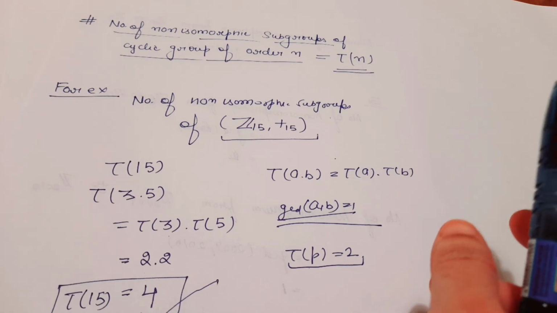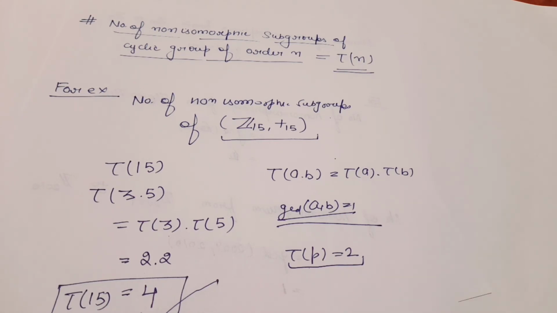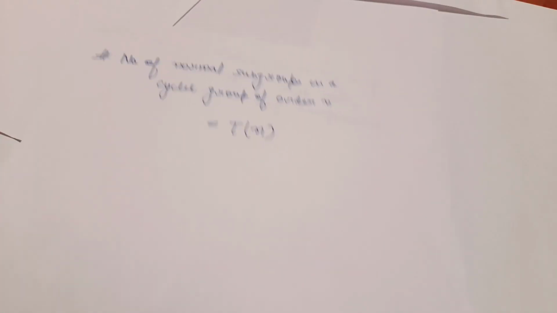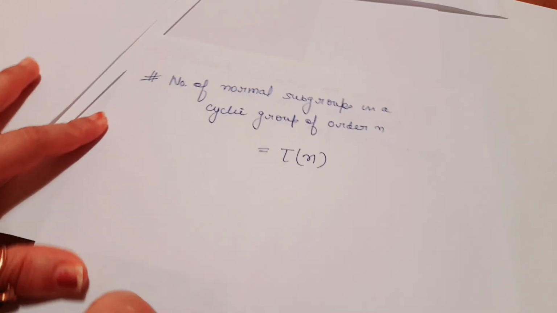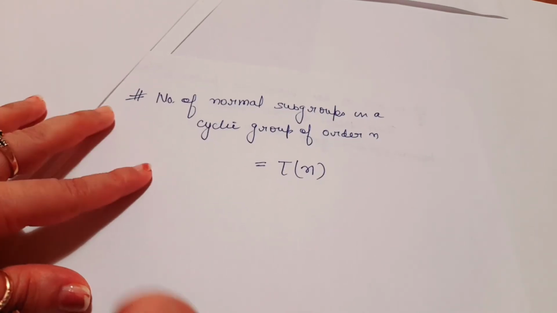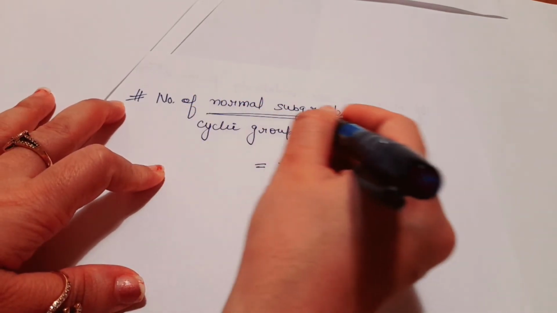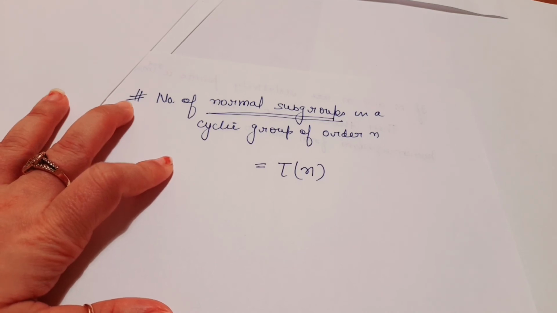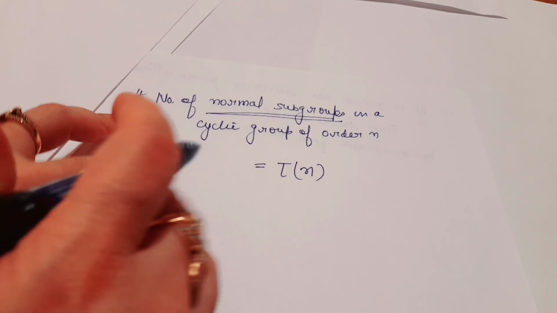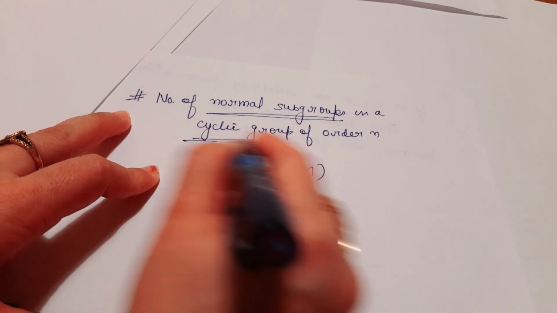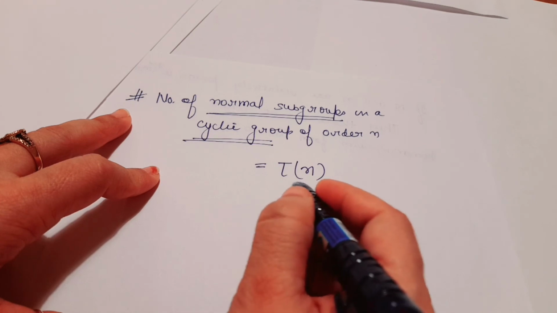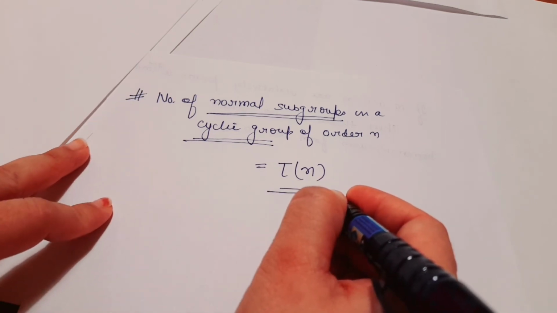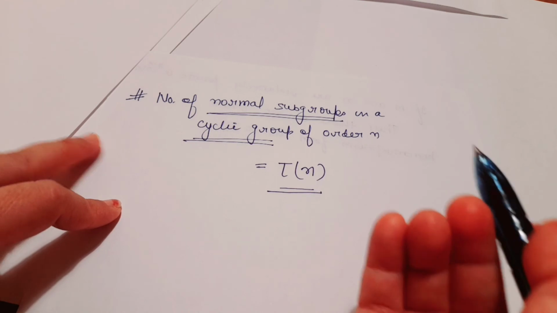I hope you are getting what a subgroup is, what a group is, and why we use tau, subgroups and divisors and everything. Now we come to the next short trick. This short trick says that the number of normal subgroups in a cyclic group of order n is tau n. What are normal subgroups? You can see in my videos. Here we are doing only short tricks. If we have a cyclic group, then the number of normal subgroups is equal to tau n, as we know that any cyclic group has all normal subgroups only.